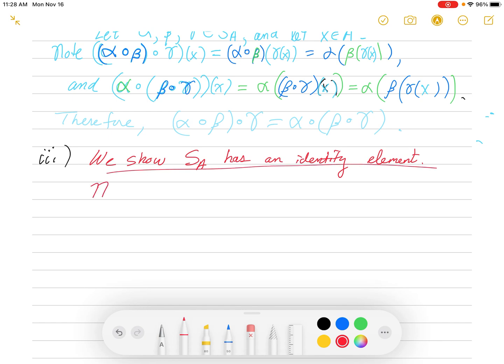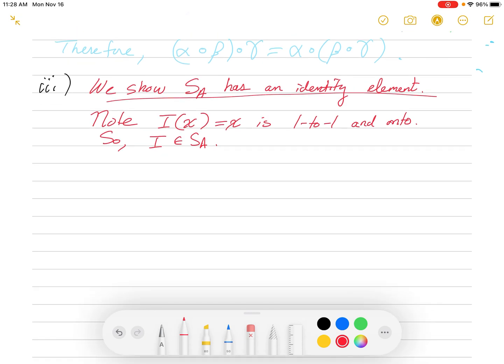Well, what's the identity element? It's the identity permutation. Let's denote the identity permutation that sends every element to itself, x to x. It's one-to-one and onto. So the identity permutation is an element of SA. So you have an identity element. Let's actually show it works as the identity. So we're going to compose it.